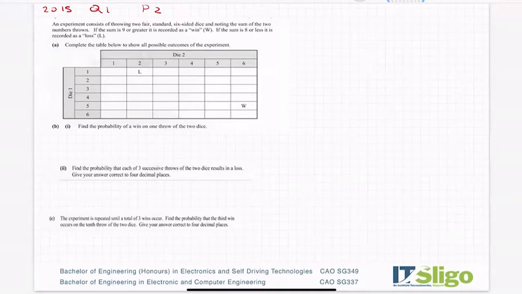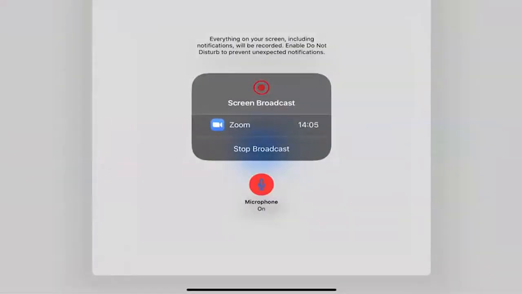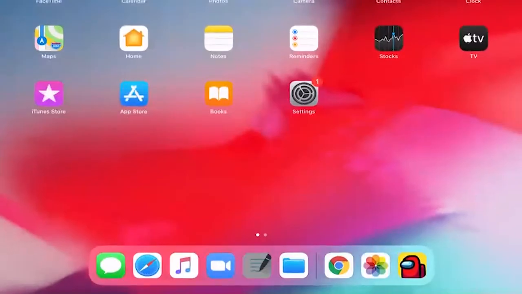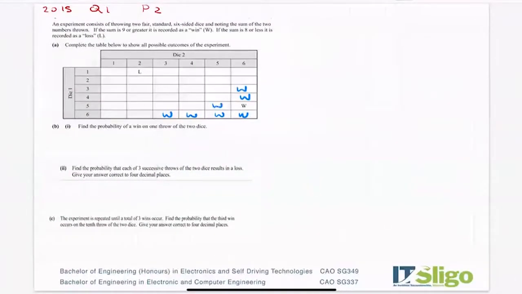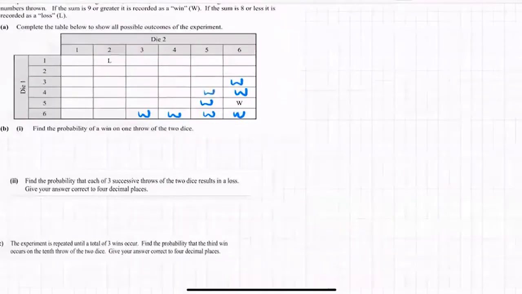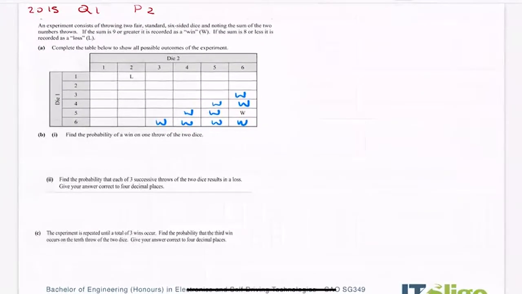Okay, 9 or greater is a win. So 6 and 6 is a win. 6 and 5 is 11, 6 and 4 is 10, 6 and 3 is 9. Okay, 6 and 1, 6 and 2, 6 and 3 is 9, 6 and 4 is 10. Alright, 5 and 5 is 10, 5 and 4 is a win. Okay, and then 8 or less is a loss.